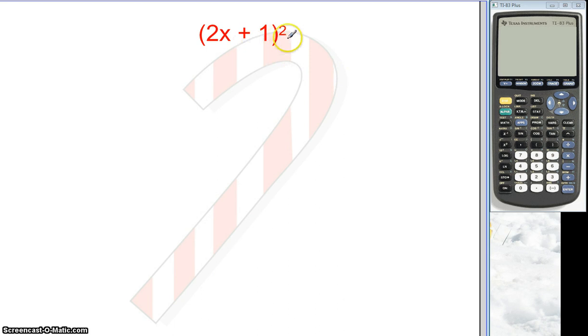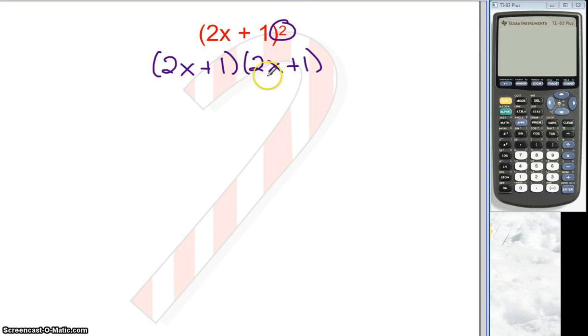When you see a question like this, the tendency is to want to just square the numbers that you see in front of you and say that 2 squared is 4, and get 4x squared and 1 squared is 1. But that is not the case at all. All you need to do is remember to rewrite the problem before you start working it out. To understand, what does squared really mean? Well, squared means that you have this twice. So you have 2x plus 1 times 2x plus 1.